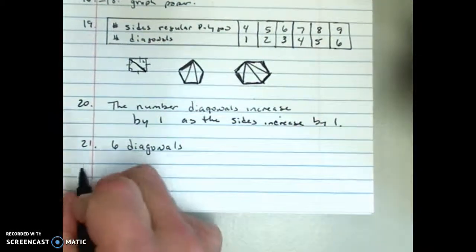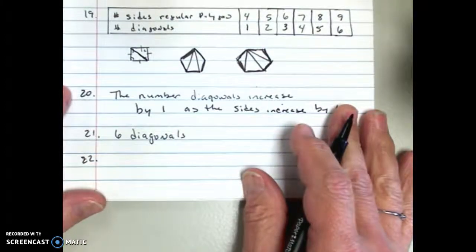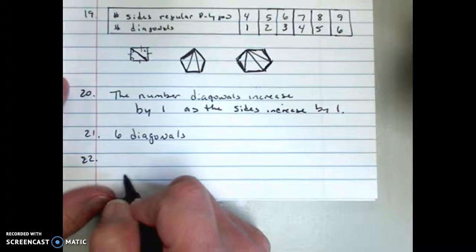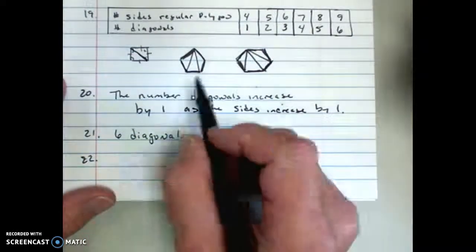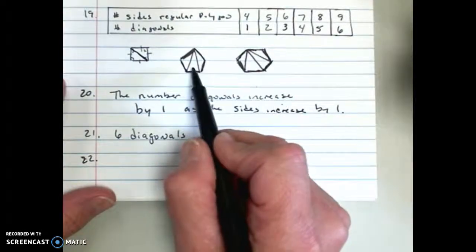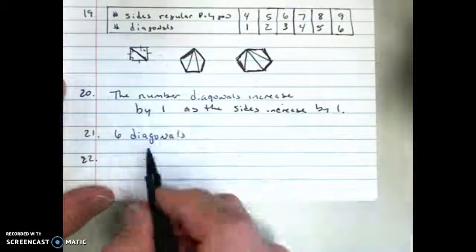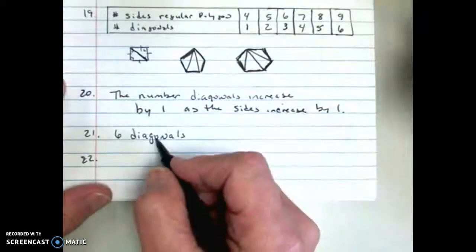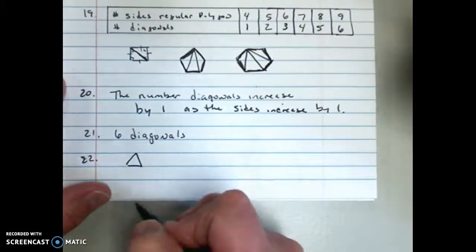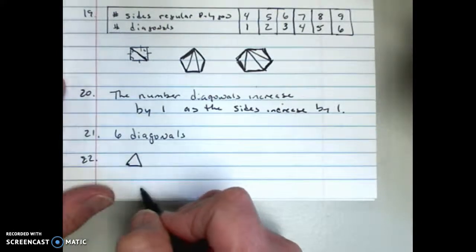Now number 22, again, this wasn't part of your assignment, but we're going to continue on with this. Number 22, what type of polygon has no diagonals? Absolutely no diagonals. Think about this. Hexagon has 3, a pentagon has 2, a square has 1, and so what would have 0 if we work backwards? And if you said a triangle, you are exactly right, because there is no way that we can make a diagonal.